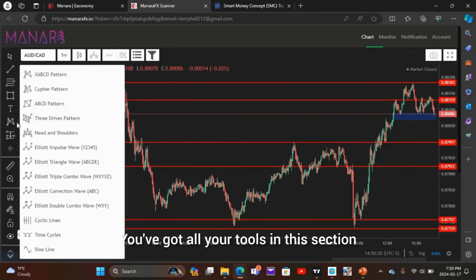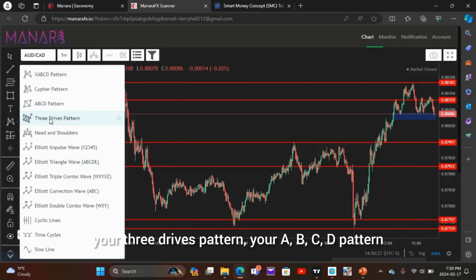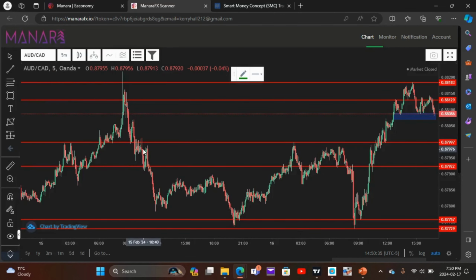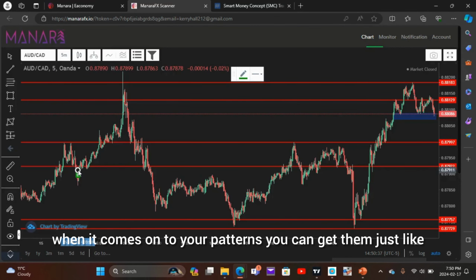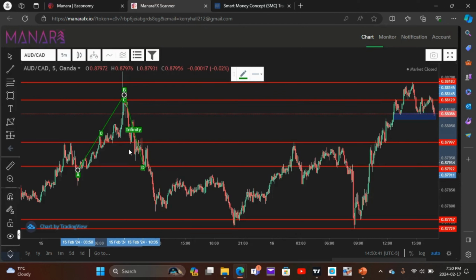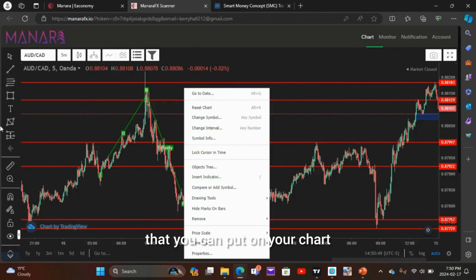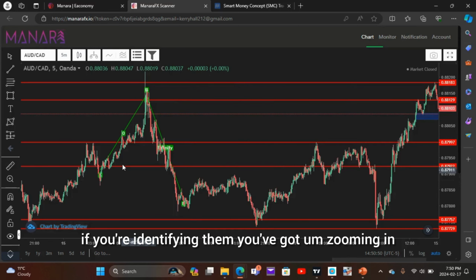You've got all your tools in this section, and if you want to draw patterns, head and shoulders, your double tops and all of that, your three drives pattern, your ABCD pattern, you're able to get them right here and just put them on your chart, right? That's how simple it is. When it comes on to your patterns, you can get them just like that. And it shows you. So those are patterns that you can put on your chart if you're identifying them.